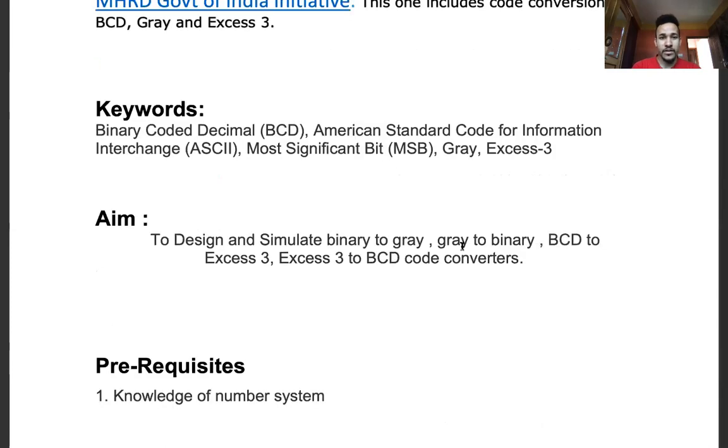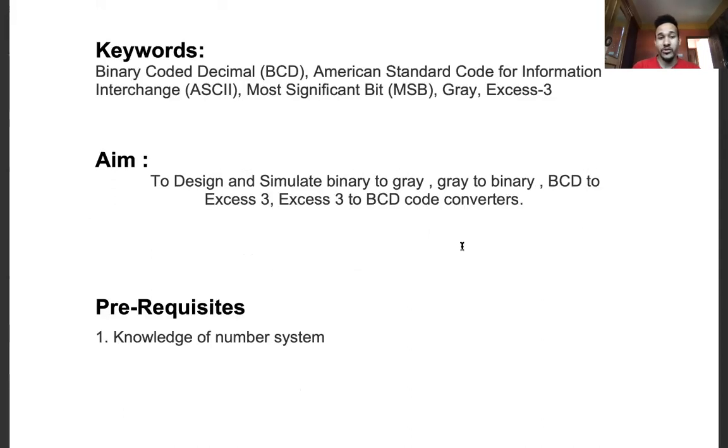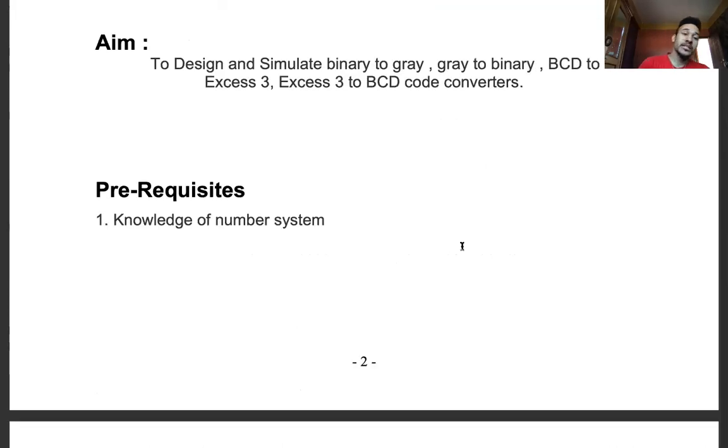These are the keywords and full forms. BCD, ASCII means American Standard Code for Information Interchange, as we all know. And then MSB, the most significant bit, gray, excess-3. The experiment I'm about to explain here, its aim is to design and simulate binary to gray, gray to binary, BCD to excess-3, and its inversion.